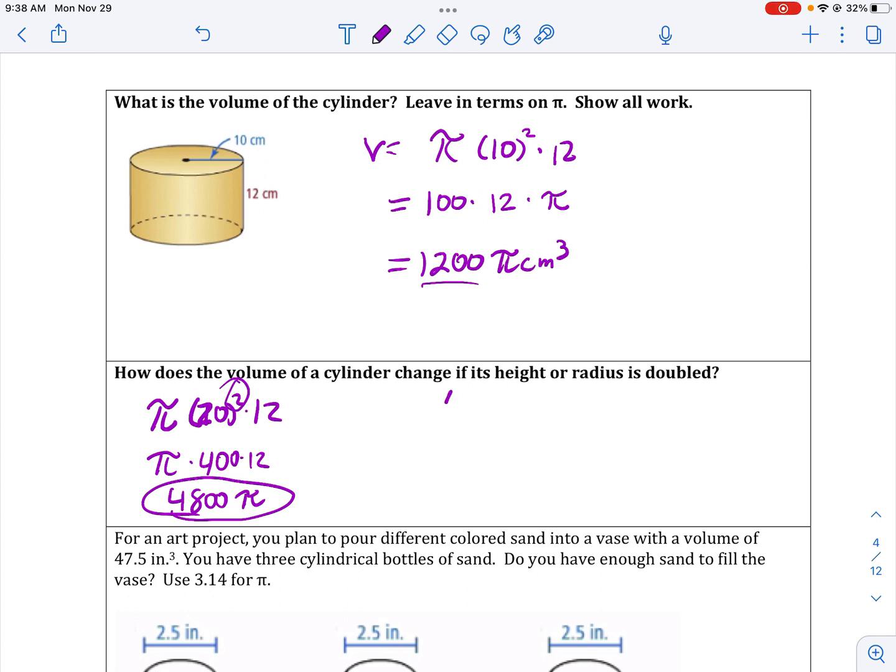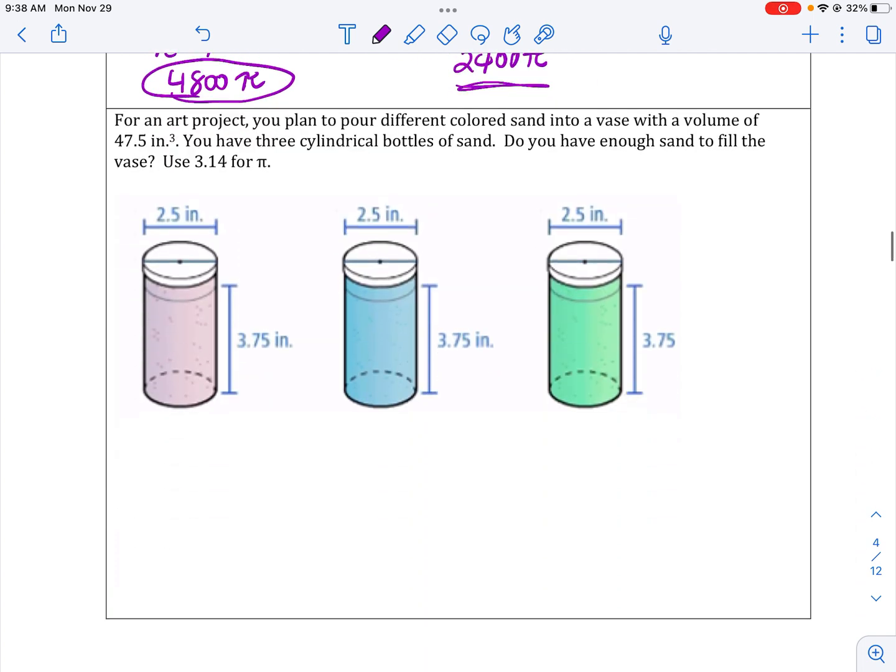Let's look at the height. When we double the height, times 24 in this case, and we'll leave pi there. So here we get 2,400 pi. So when you double just the height, the volume itself is just doubled. When you double the radius, the volume is quadrupled because the radius has to get squared. So 2 squared is 4. That's why it is quadruple.